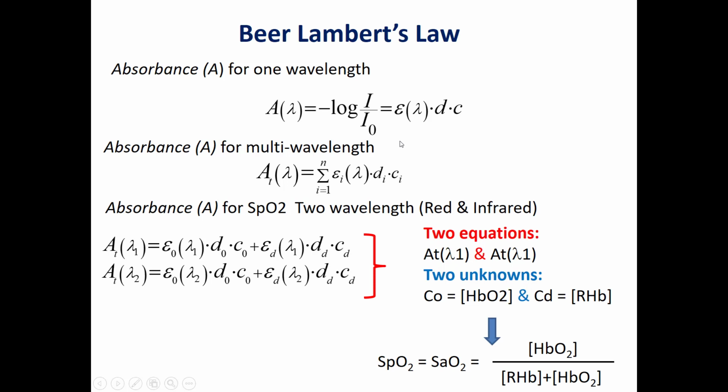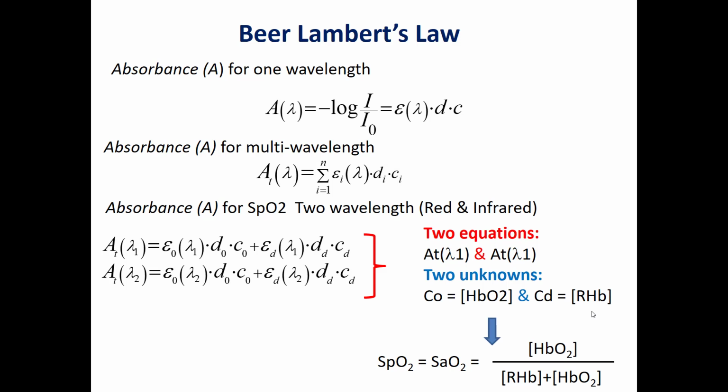Beer-Lambert law. If we make use of two wavelengths, red and infrared, this will result in two unknowns and two equations. The two unknowns are the concentration of the oxyhemoglobin and the concentration of the deoxyhemoglobin. So we have two equations with two unknowns.